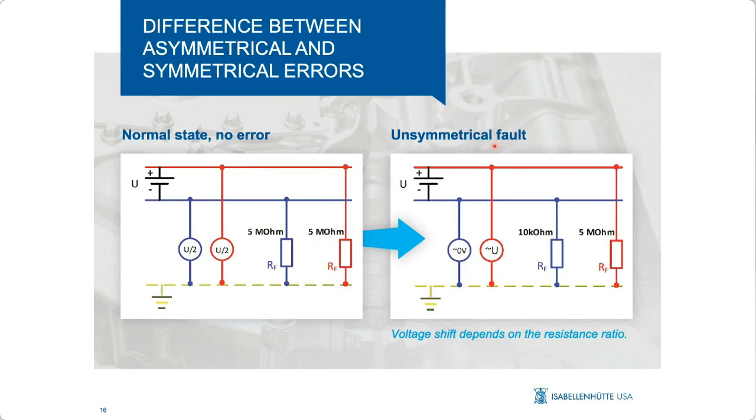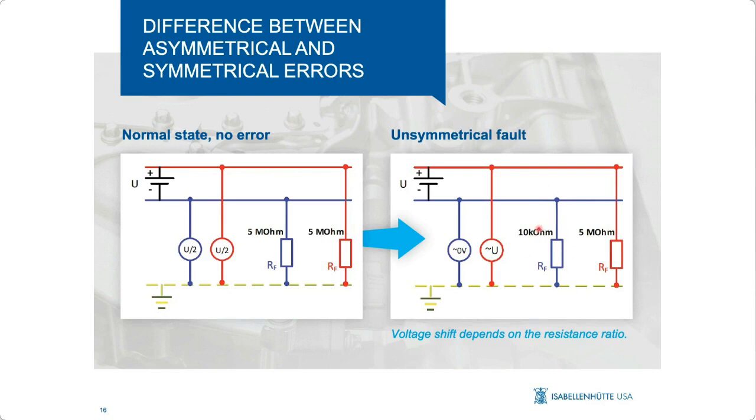An unsymmetrical fault would cause one coupling resistance, either on the positive or the negative pole of the battery, to drop further than the other. In this case, our resistance from the positive pole of the battery is still at 5 mega ohms, so there doesn't seem to be a fault here. But the coupling resistance from the negative pole of the battery to ground is at 10 kilo ohms, so there is some isolation fault here.